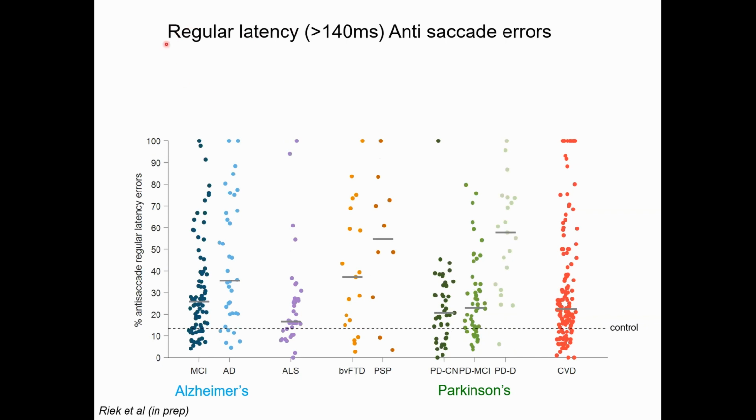This is the same plot now, but for the regular latency anti-saccade errors. So again, the horizontal bar is where the controls are. And I hope you can see now these colored dots are all moving up from where the controls are. And now most of these cohorts are significantly impaired relative to the controls, with the only exception of amyotrophic lateral sclerosis, which were cognitively the most intact of all the patients we had based on neuropsych testing, and we could see that with their anti-saccade performance.